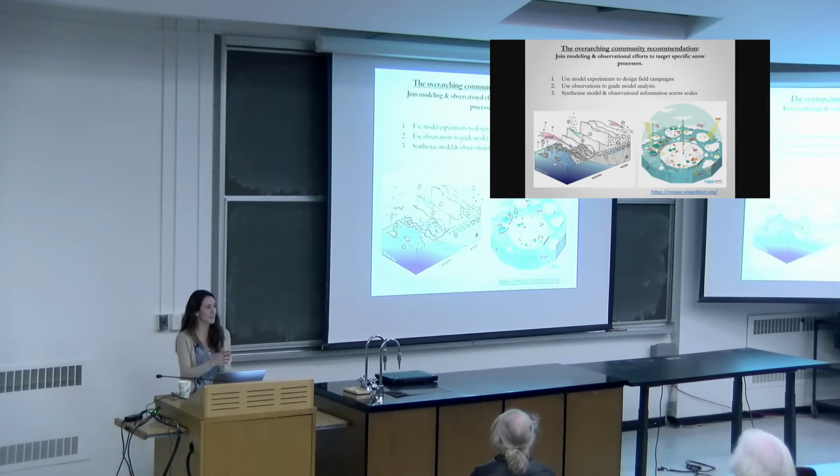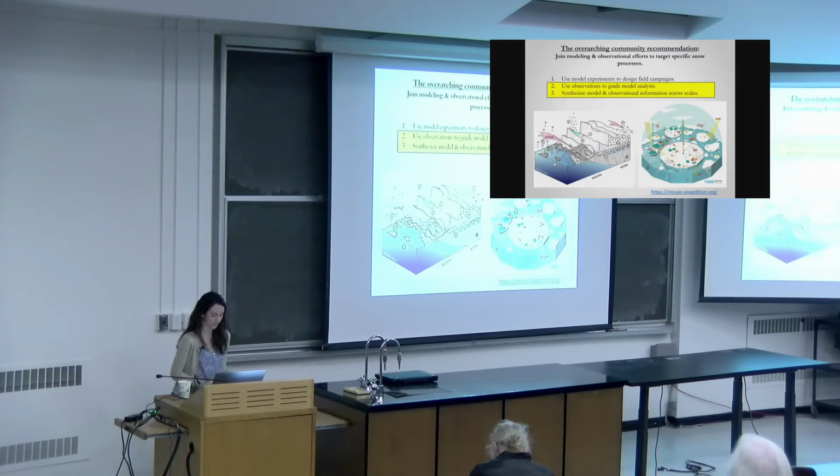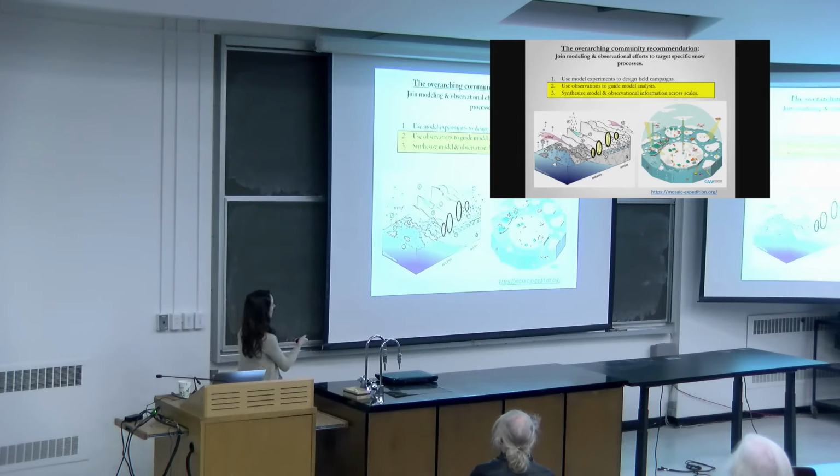Now I want to get into more of the results of more recent work that we've been doing, and it's really going to hit these last 2 points of using observations to guide a model analysis and synthesizing model and observational results across multiple scales. And this is motivated by snowfall and discrete accumulation events that happen in a snow cover. So what I mean by that are these highlighted areas where you have jumps in the snow depth over time. We were curious, what causes these?